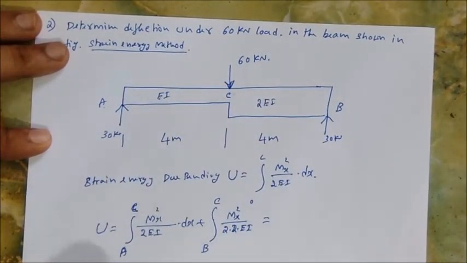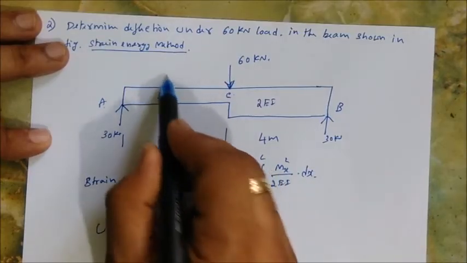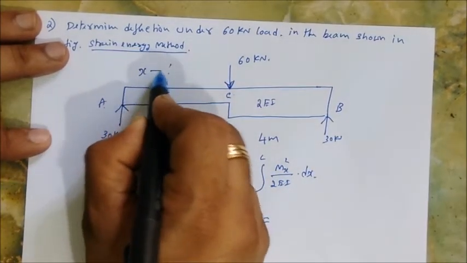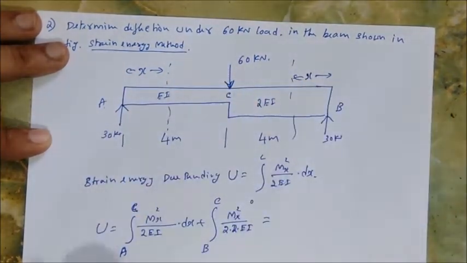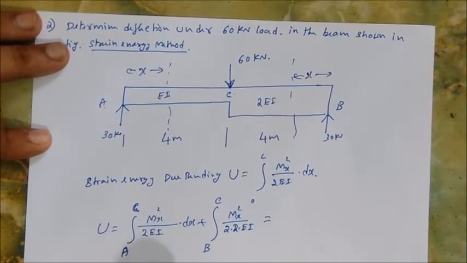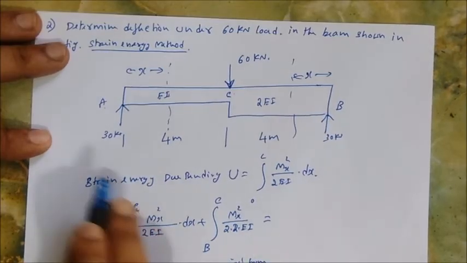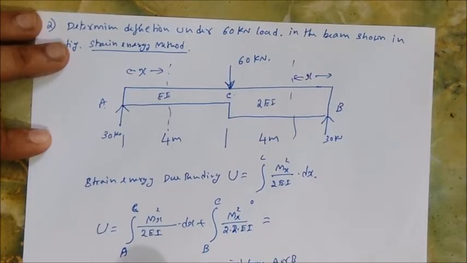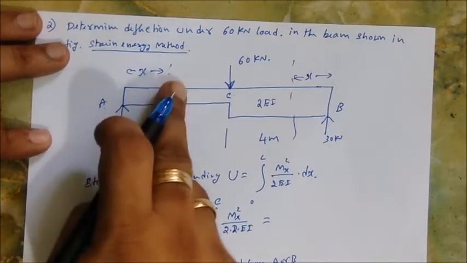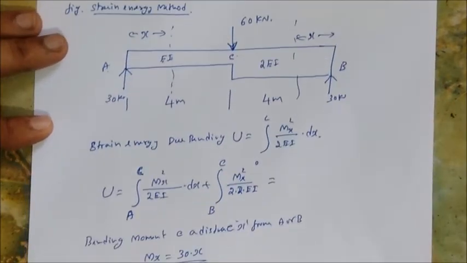So let's find Mx. What is the bending moment at any distance x? You're taking x from A and you're taking x from B. So the bending moment at a distance x from, since it is symmetrical, I can say either A or B, Mx is equal to, what is the answer, 30 into x. So it is 30 into x. That's the simple thing.